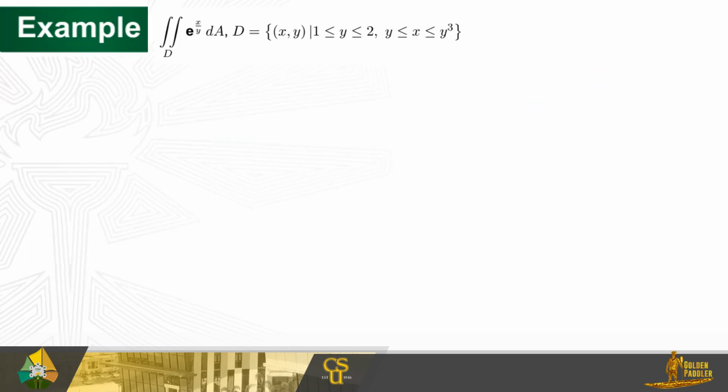Okay, so next we have this integral where y is from 1 to 2. Pwede tayo mag-start sa x as a function of y, no? So we have y to y cube, then mag-start tayo sa y, from 1 to 2 yung y, dy.